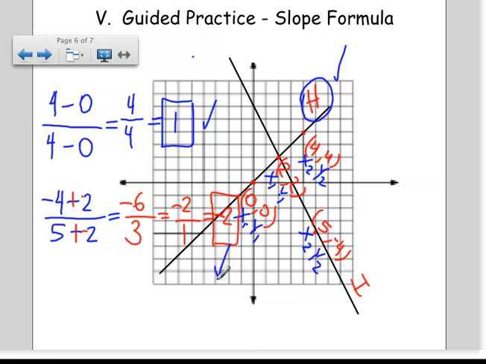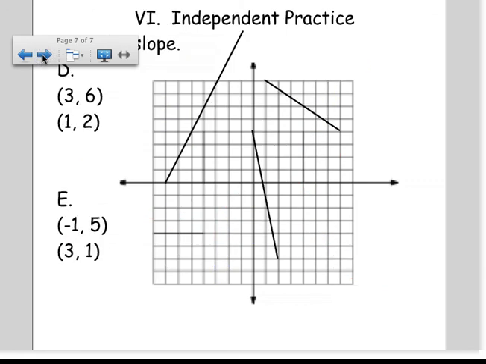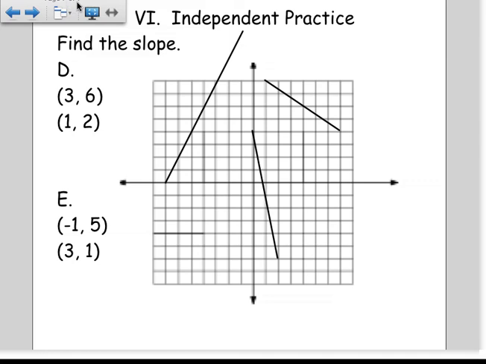Okay, at this point you've had guided practice for how to find the slope using the counting method, and then how to find the slope using the slope formula. It's now time to find the slope using both ways for independent practice, so this is what I'd like you to do. Please find the slope for these 3 lines. We'll call this line A, this line B, and this line C.